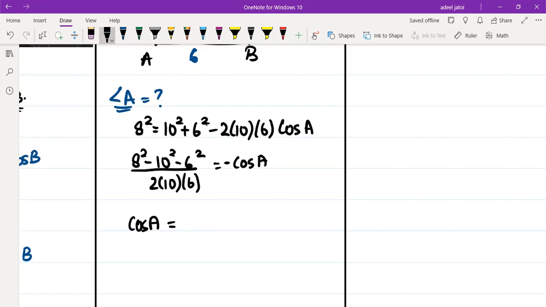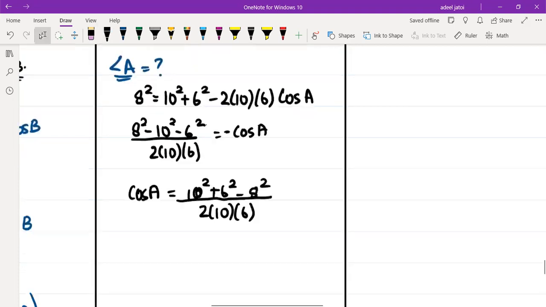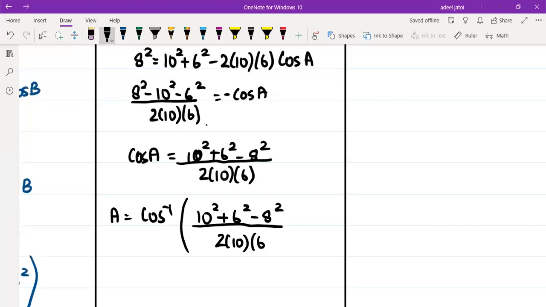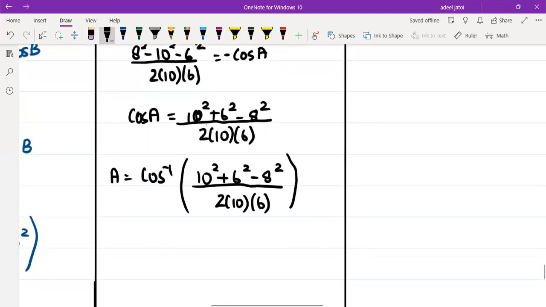10 square plus 6 square minus 8 square upon 2, 10, and 6, and then cos, since I need to find the angle, this should be cos inverse of 10 square plus 6 square minus 8 square upon 2, 10, 6. And this should give me the angle of A. And the angle of A is 53.13.